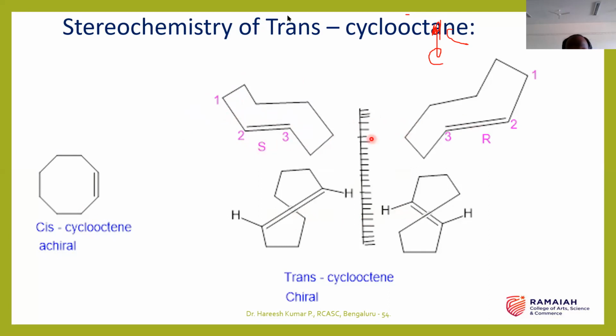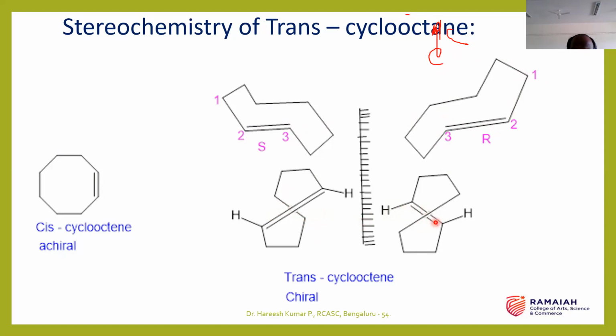Similarly, you can write the mirror image of this one. So the mirror image of this one is this. Here the numbering you should start from this carbon, 1, 2, 3. It means that it is moving in a clockwise direction. That is the reason it's called R configuration. So these two forms are called chair forms, and these two forms are called half chair, otherwise twisted chair.